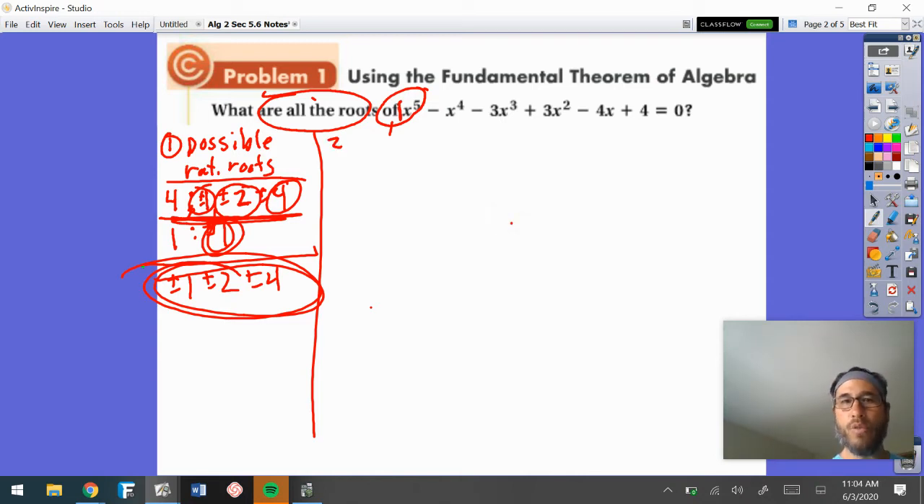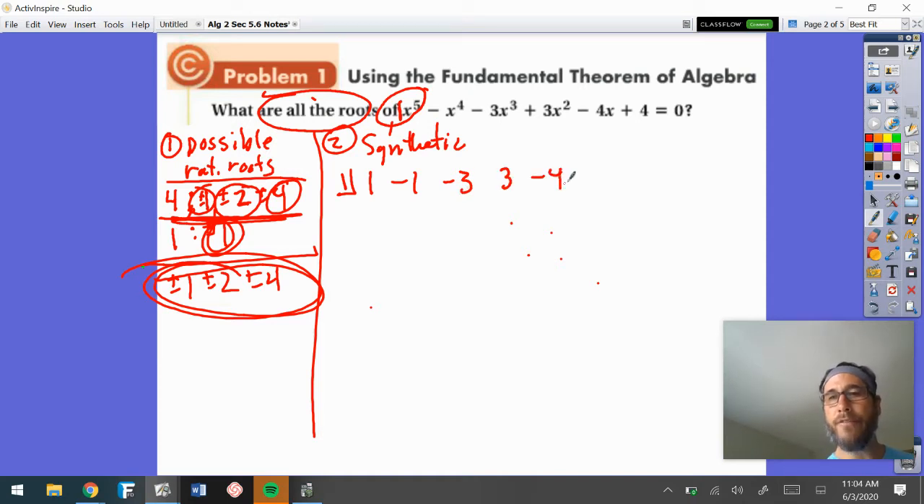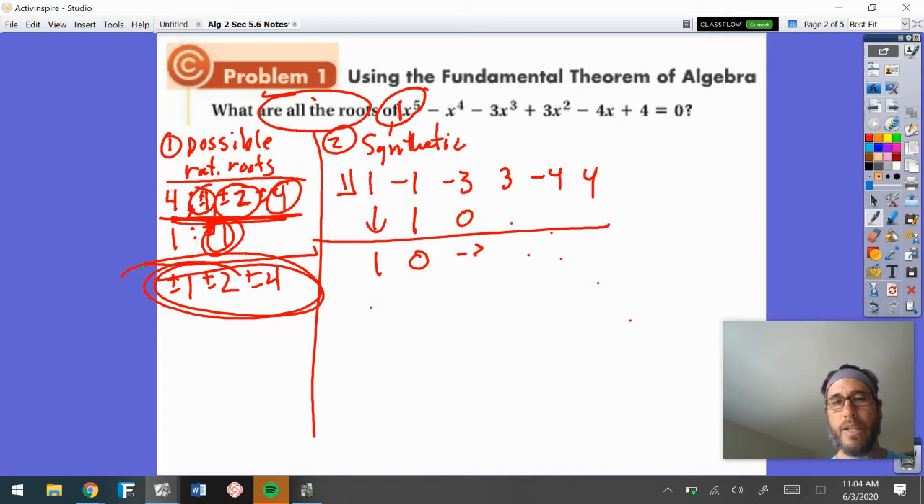So we go on to step 2. We do synthetic division to find our rational roots. It's a rational root if it's a factor, and it's a factor if my remainder is 0. So we put a 1 out here because I said 1 worked. Then the coefficients are 1, 0, -3, 0, -4, and 4. Bring down 1. 1 times 1 is 1. Combine: 0, multiply: 0, -3, multiply: -3. Another 0. Then 0, -4, -4, 0. That checks out, so that means it is a factor.